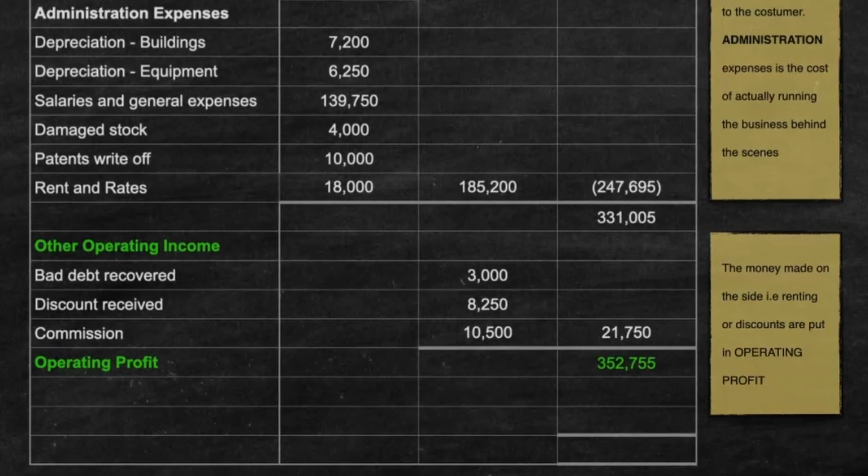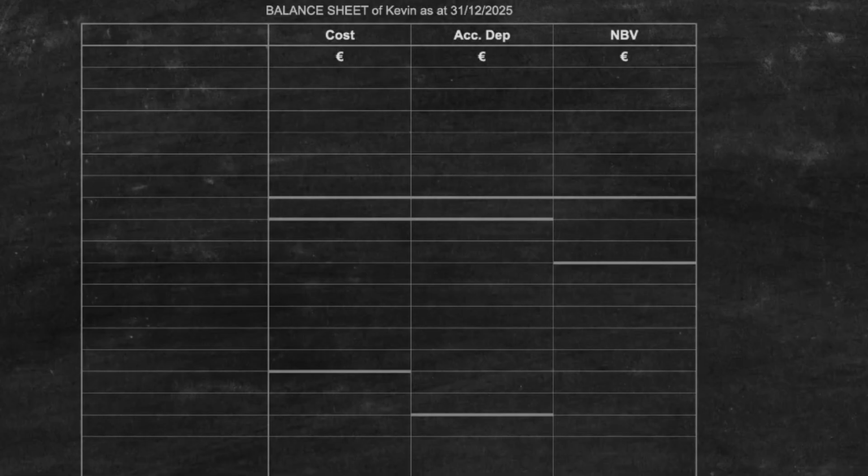350,755. Finally, to get our real profit, we add any investment income we earned during the year and we subtract the interest we owe on our mortgage. This leaves us with our final net profit of 350,608 euros. That number is incredibly important because it carries over to our next section, which is the balance sheet.